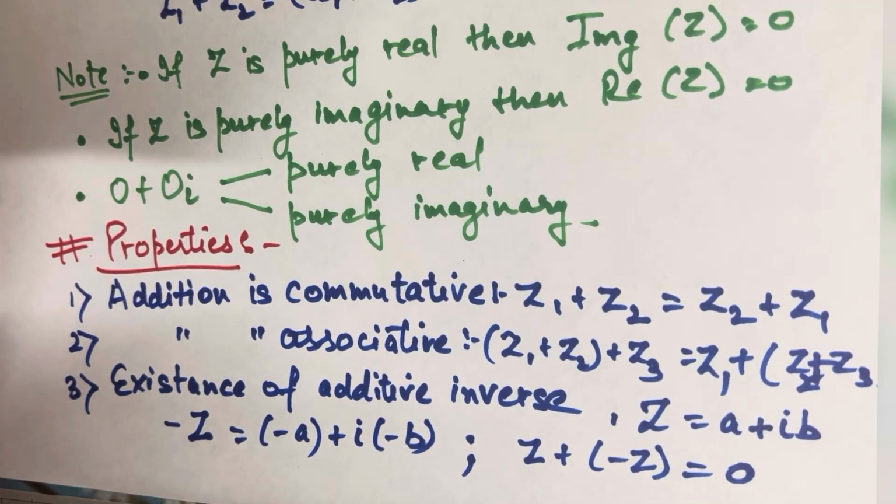In the next video we will discuss the subtraction of complex numbers and multiplication of complex numbers, along with the properties of multiplication like commutative, associative and distributive, and then we will go to the other topics.